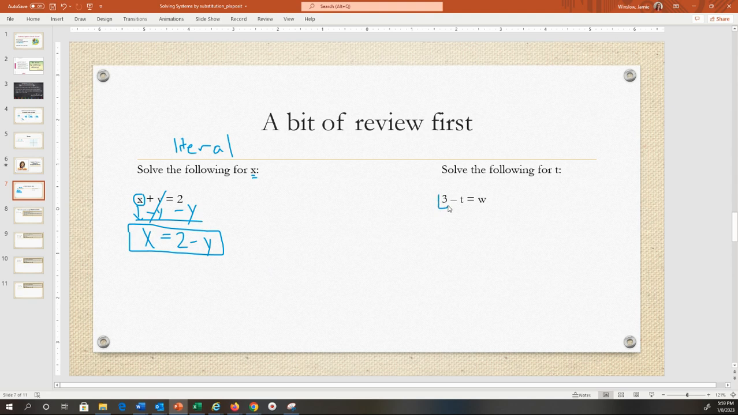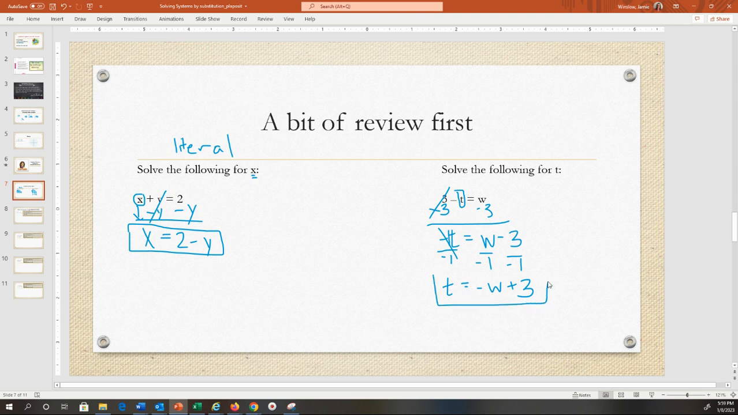Here's our second one. Solve for t. There's our t. This is a positive 3, so we'll do the opposite and subtract 3. We're left with a negative t equals w minus 3. Almost finished. We got to get rid of this negative. You could multiply or divide by a negative. Really, there's a 1 here, right? So we divide everything by -1. And you get negative w plus 3. And that's it. We're done with that. We got t all by itself.